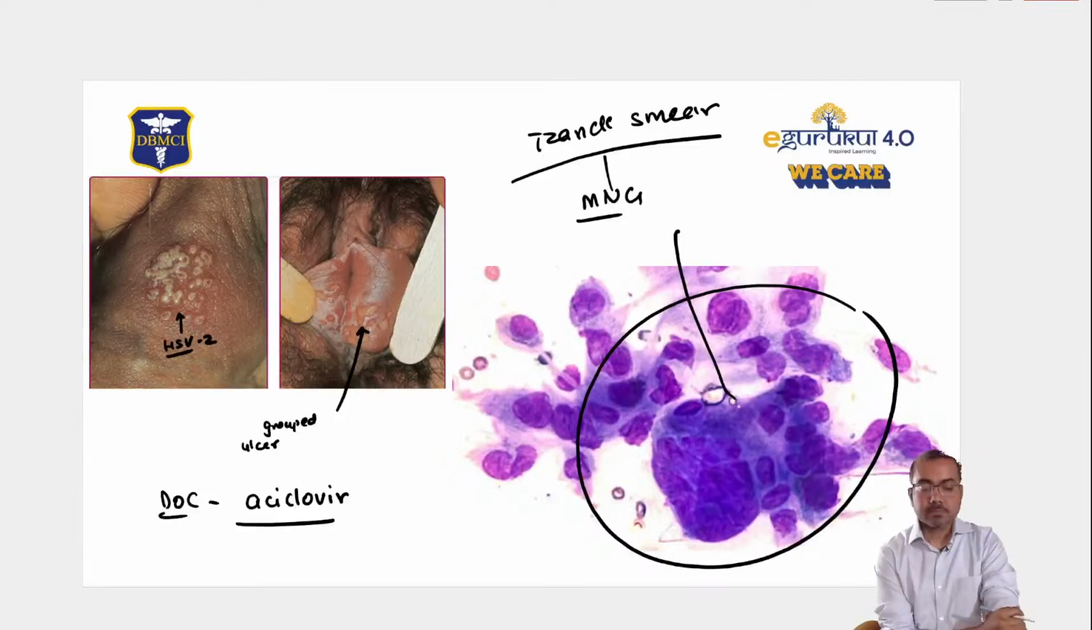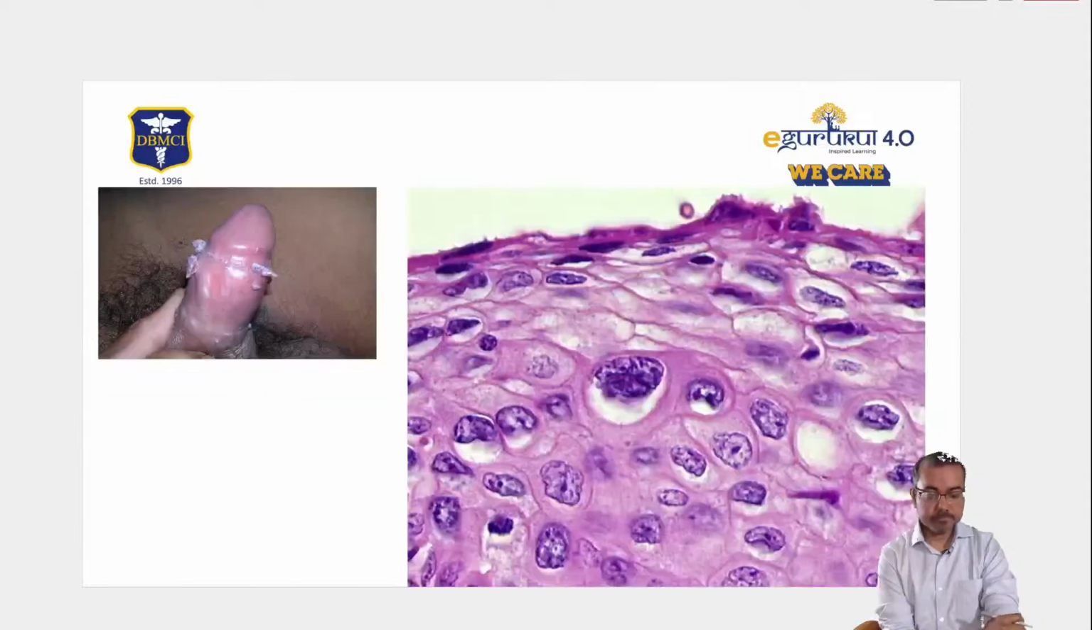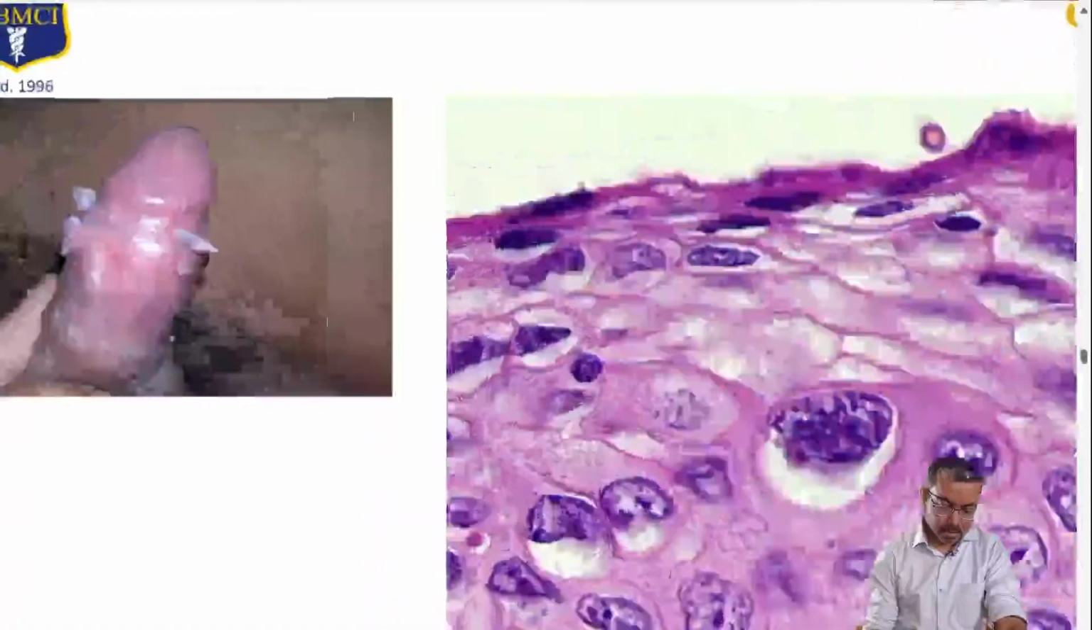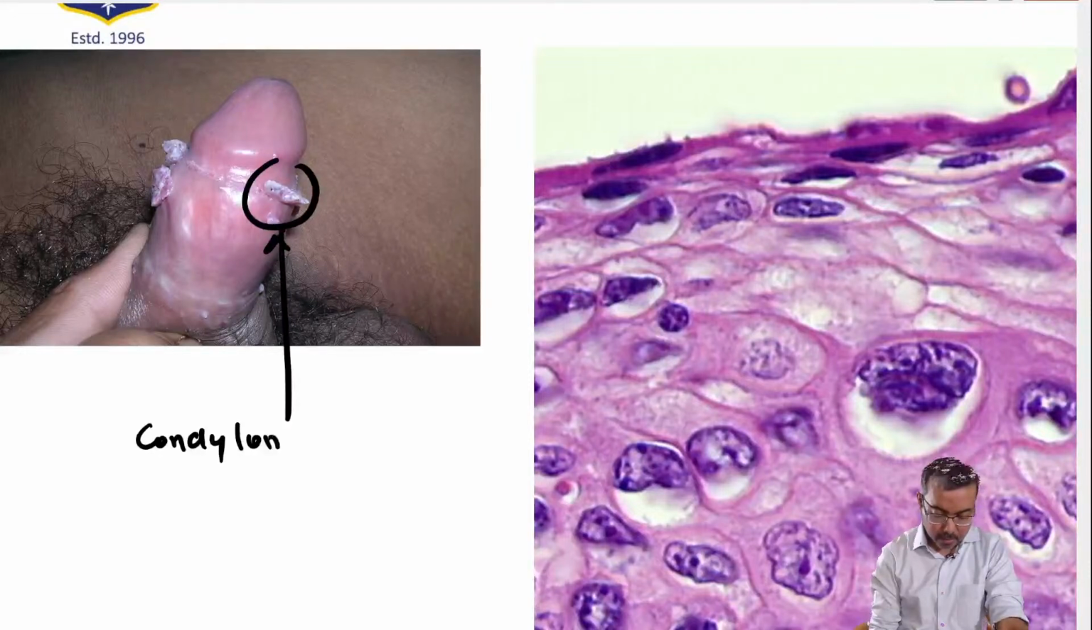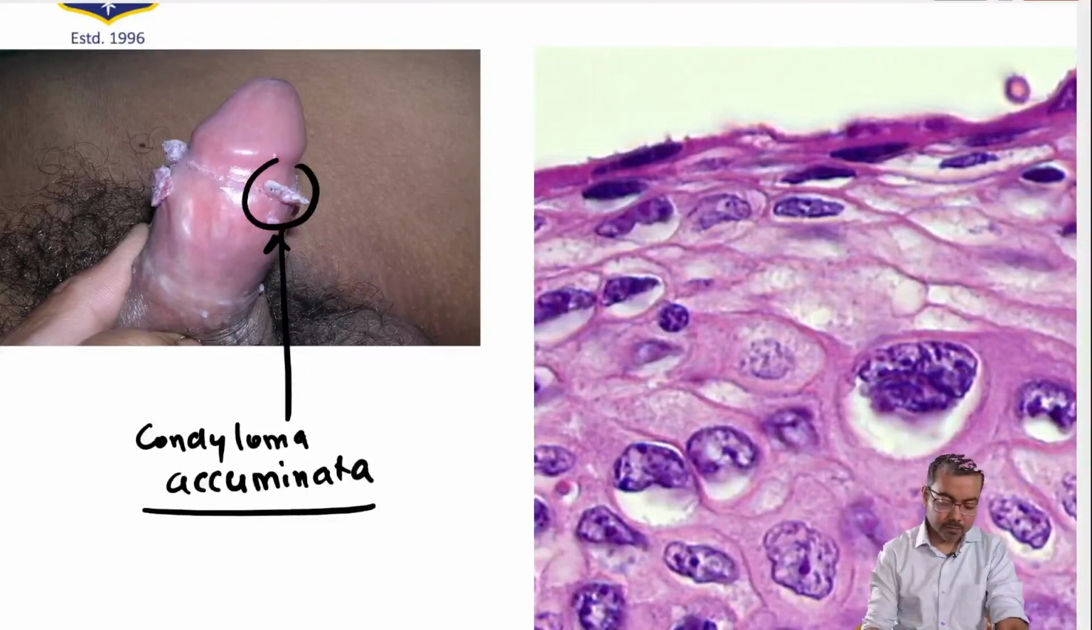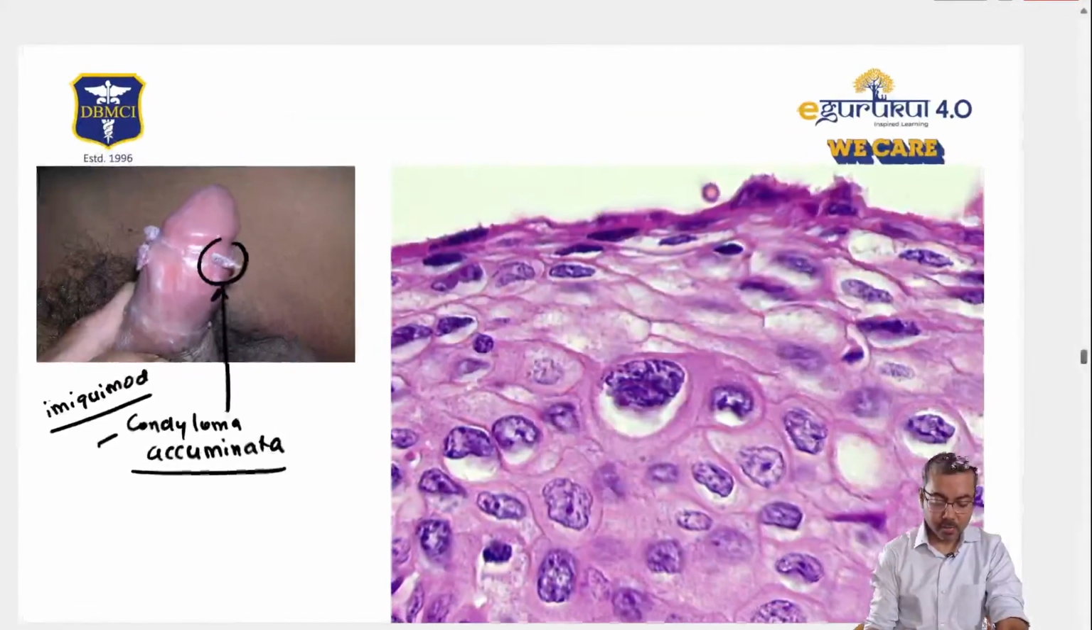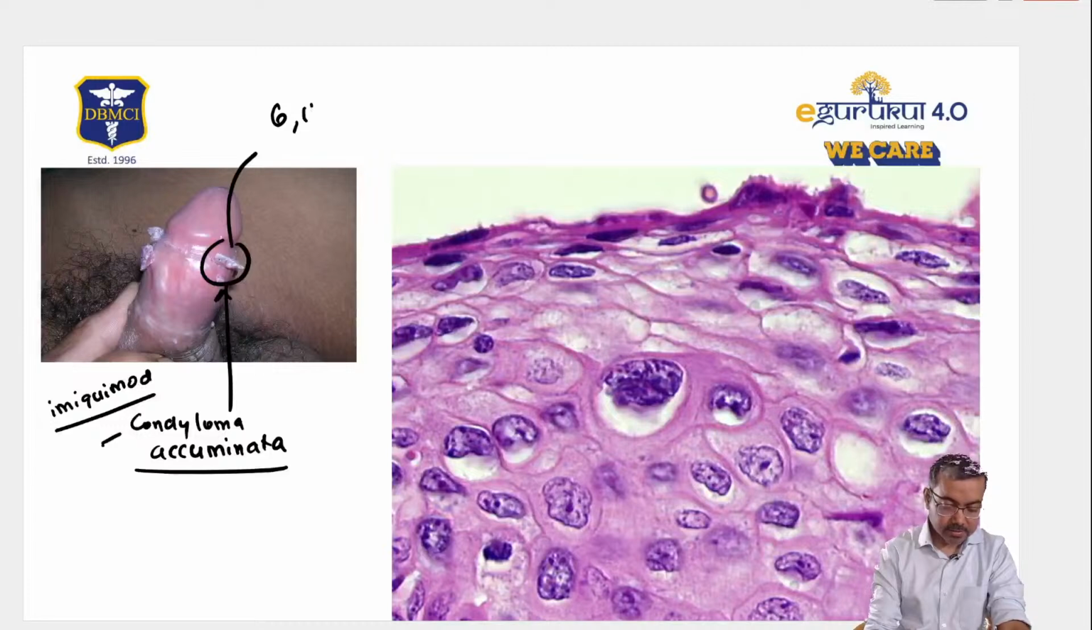Clear? Everybody okay? This is the HPV, human papilloma virus, condyloma acuminata. Condyloma acuminata, and the drug of choice for that, write down please, is imiquimod. Drug of choice for condyloma acuminata is imiquimod. Okay, it's usually caused by HPV6 and HPV11. You can see the coilocytes.